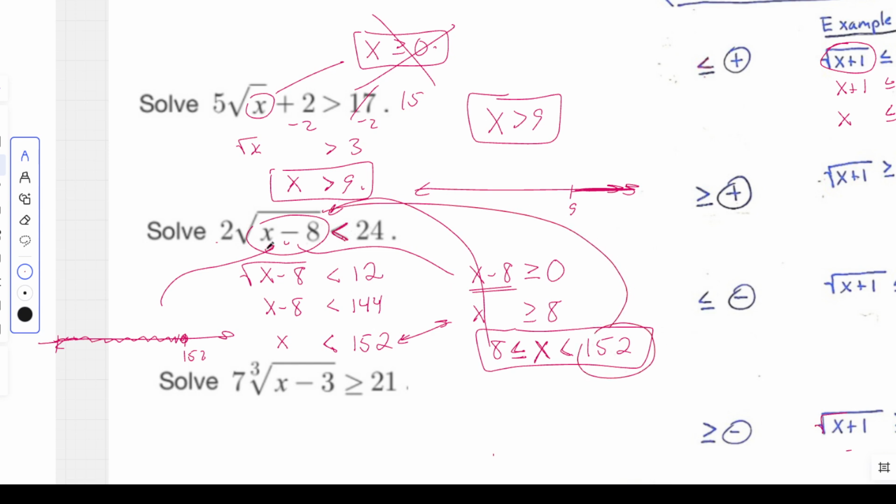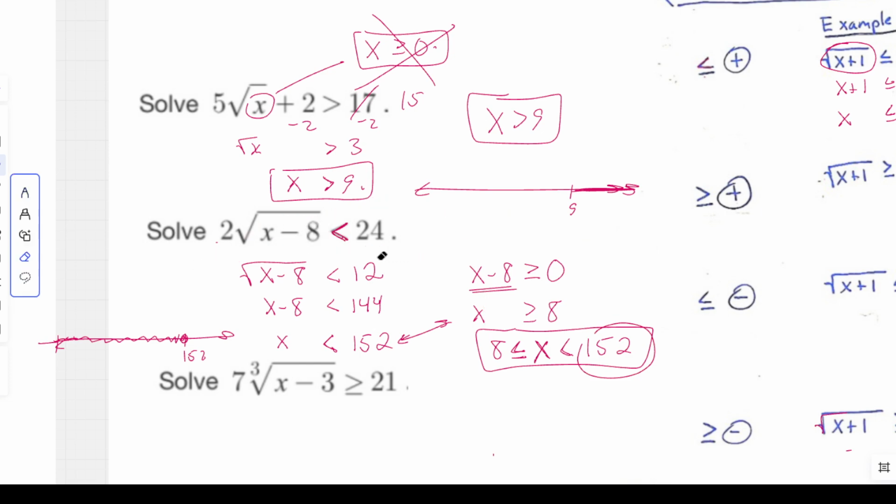I get 152 minus 8 is 144. And square root of 144 is 12. 2 times 12 is equal to 24. So I got to make sure I don't have an equal sign there. But anything smaller than 152 will make this radical smaller than 12, which will make the inequality correct.